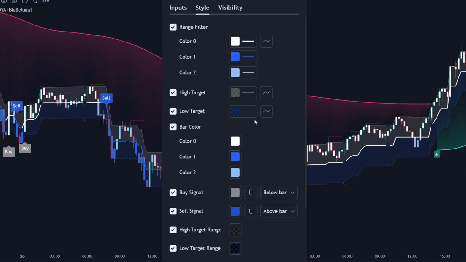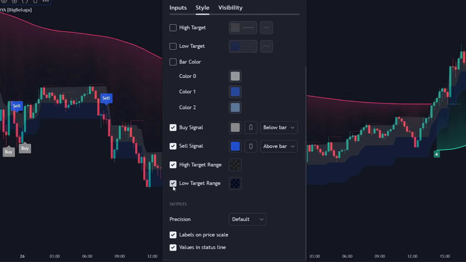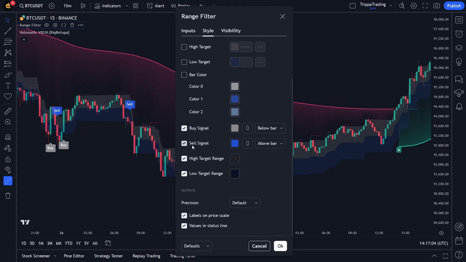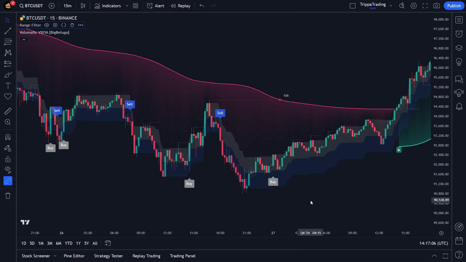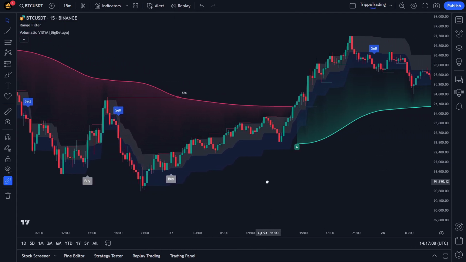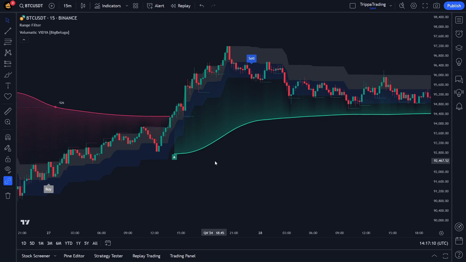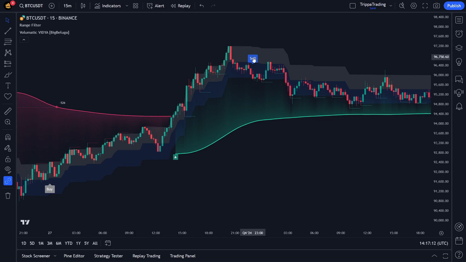In the Style tab, and disabling components like the range filter line, high target, low target, bar colors, and shaded areas. After doing this, close the settings. These are all the changes we will be doing for this trading strategy. Now, you should be left with just the buy and sell signals from the range filter.